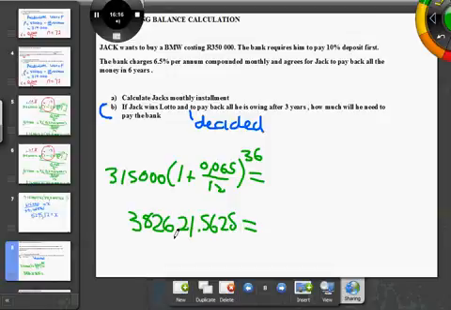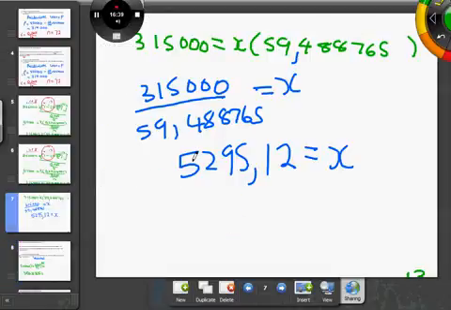Otherwise, before Jack pays back, they must consider how much Jack has paid the bank already. Remember, he was making installments all this time for 3 years. So let's calculate how much money he has already paid back the bank. Remember his monthly installment, which was this one. He was paying this for 3 whole years.